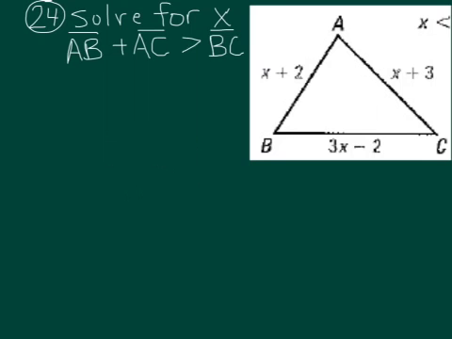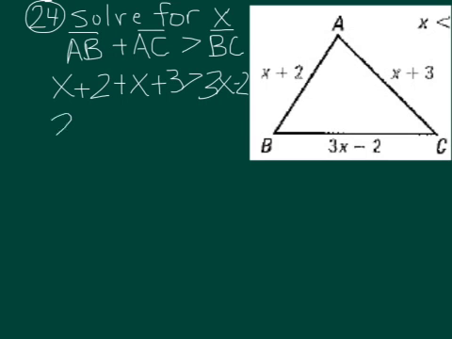Okay, so now let's take a look at number 24. Number 24 says to solve the inequality AB plus AC is greater than BC. So in the drawing, AB is x plus 2, and AC is x plus 3, and I'm going to add those two together, and it should be greater than BC, which is 3x minus 2. So I'm going to add my like terms, so I've got 2x plus 5 should be greater than 3x minus 2.